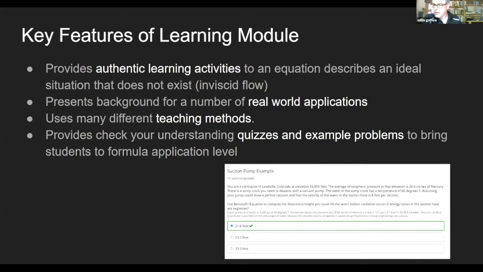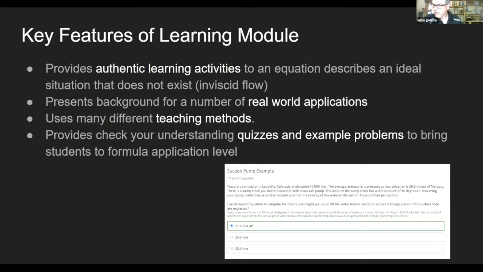We present background for a number of real-world applications, and we use quite a few different teaching methods in this learning module, and it is filled with check your understanding quizzes and example problems. The example problems are to bring the students to the formula application level. Remember, this is an introductory level class, so we have to teach people how to use formulas.